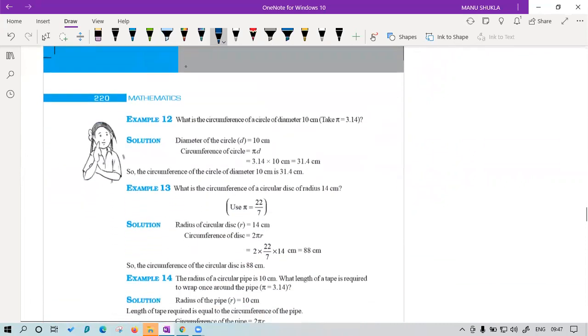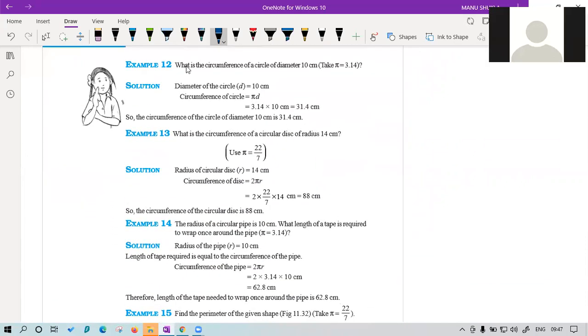Fine. They are saying what is circumference of a circle of diameter 10 centimeter. So class, if diameter is given to you, can you find the radius? But pi is an irrational number. You will study about it in class 9th also, don't worry. Just use the value of pi. So diameter is how much?